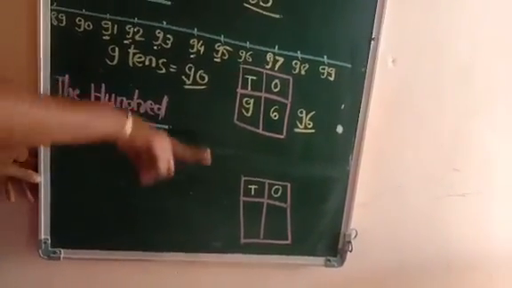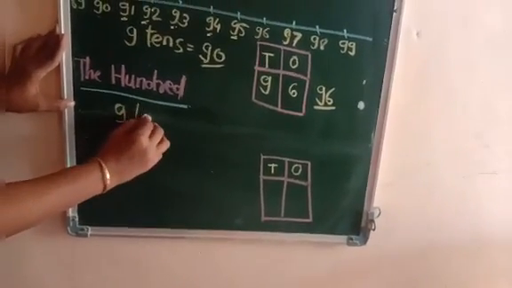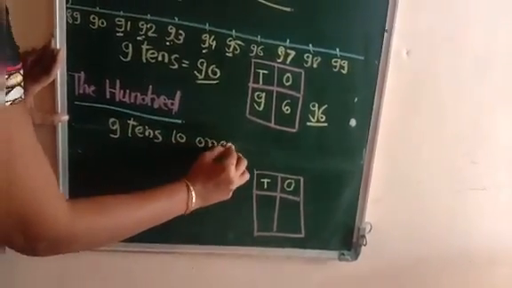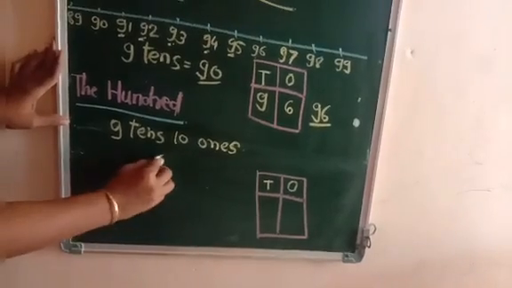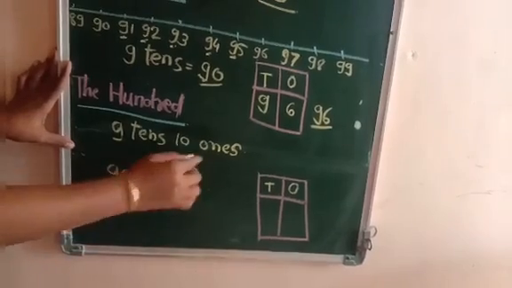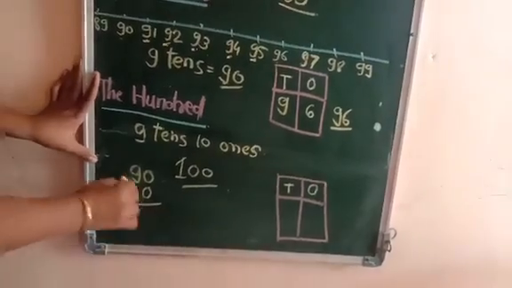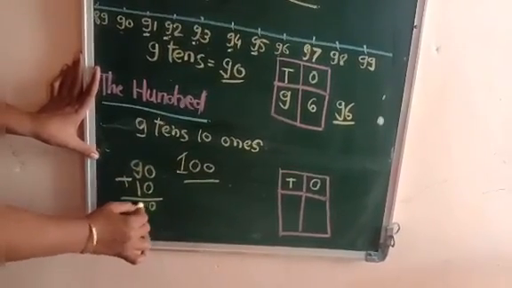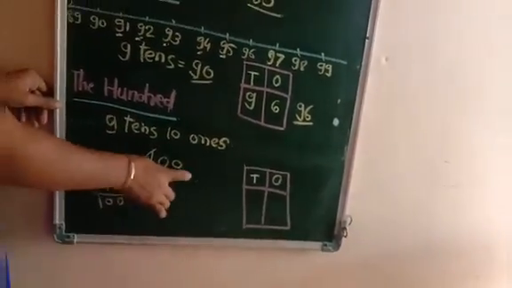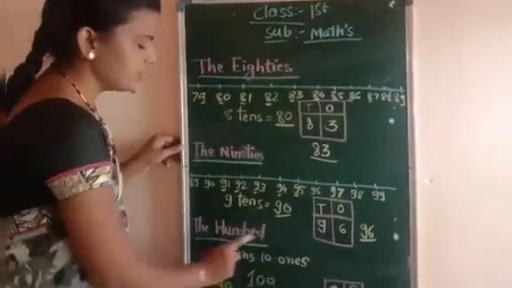And the last is the 100. How can we write down 100? 9 tens and 10 ones becomes 100. Because 9 tens means 90 and 10 ones means 10. What are we going to do? Their addition. So 0 and 9 plus 1 equal to 10. It means 100. 9 tens and 10 ones becomes number 100. In this way we have to count the 80s, the 90s and the 100.